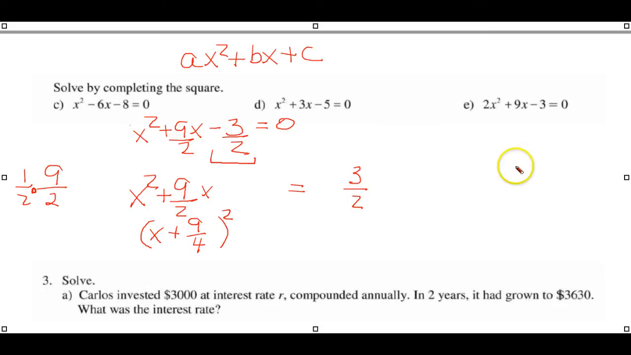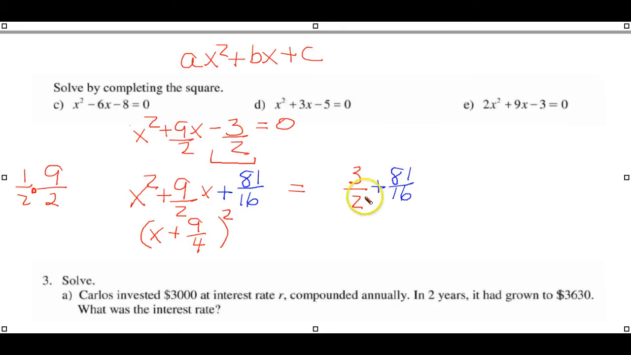Now, to get my new c term, I have to square this. And here's where it just gets a little complicated. This is going to be 81 over 16. Now I added 81 over 16, so over on this side I have to add 81 over 16.